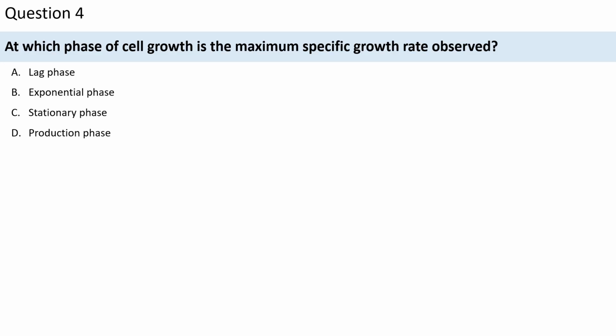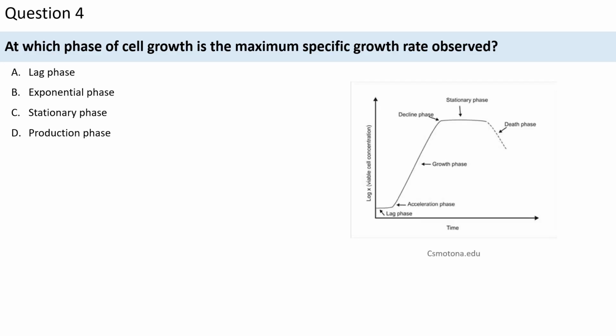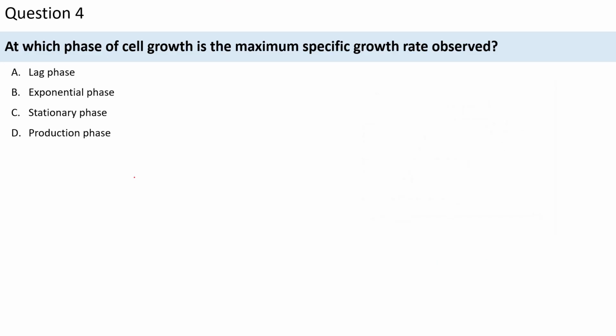at which phase of cell growth is the maximum specific growth rate observed? A, lag phase, B, exponential phase, C, stationary phase, and D, production phase. As we already know, I will try to explain to you. Let's take a look at the growth curve: lag phase, then the exponential phase sneaks in, and then the stationary phase and death phase, right?